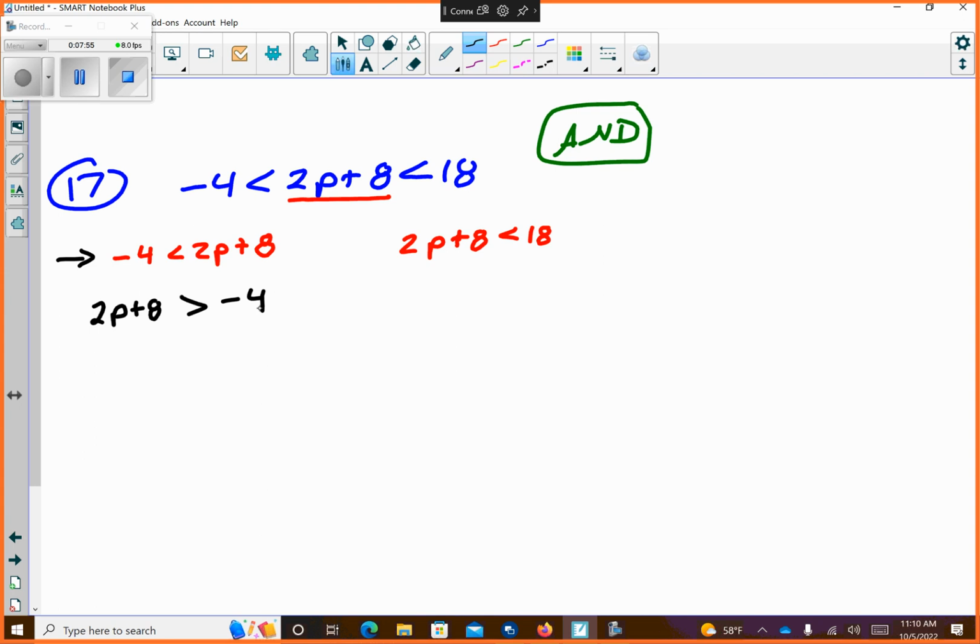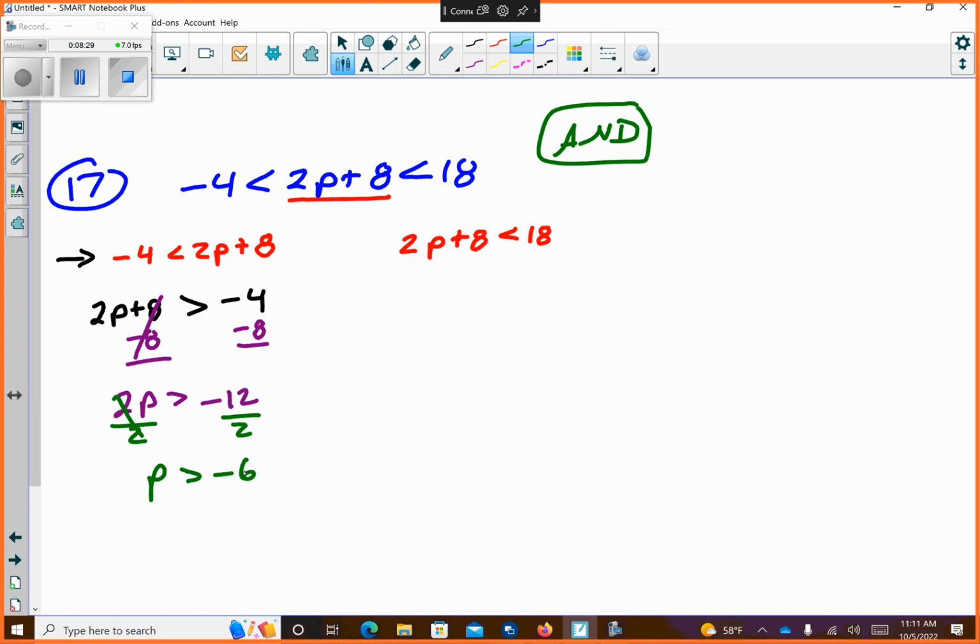All right, help me out. What should I do? Negative 8. So then those cancel. That gives me 2p is greater than, something costs $4, something costs $8. How much do I owe? 12. Then my last step is what? Divide each by 2. So then I get p is greater than -6.